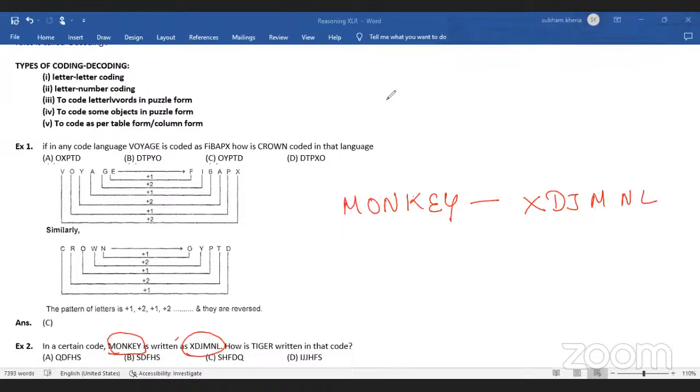Yes, guys. Let me see the answers. S, D, F, H, S, Q, option A. Q, D, F, H, S. Okay, some of them have given option A, some have given option B. Previous letter, reverse it and minus 1. Good. No, sir, I'm not able to understand the second type.